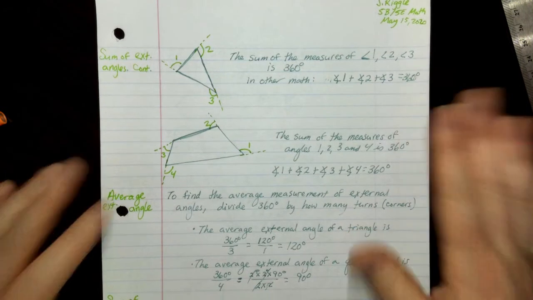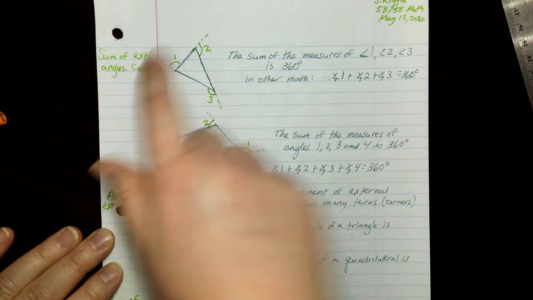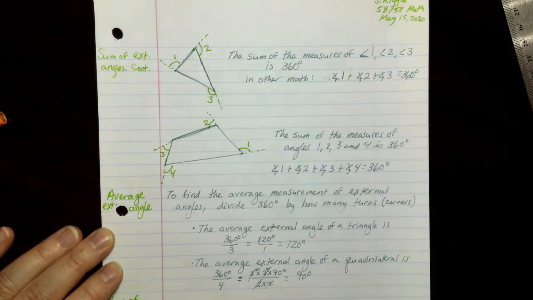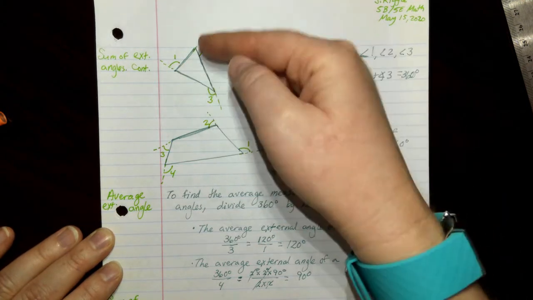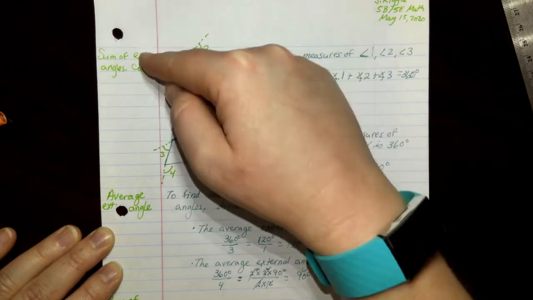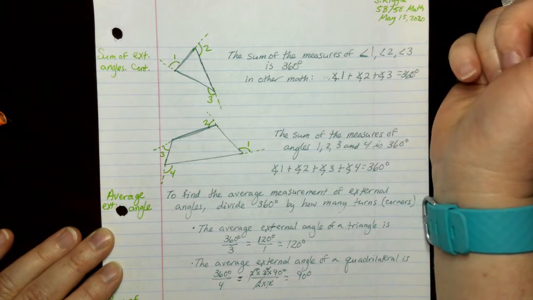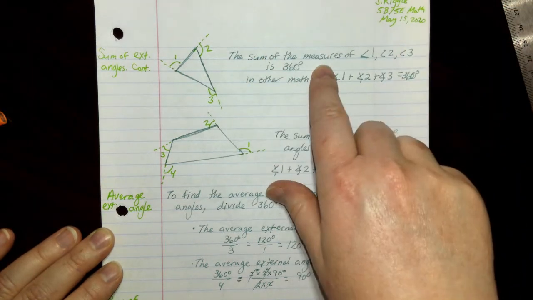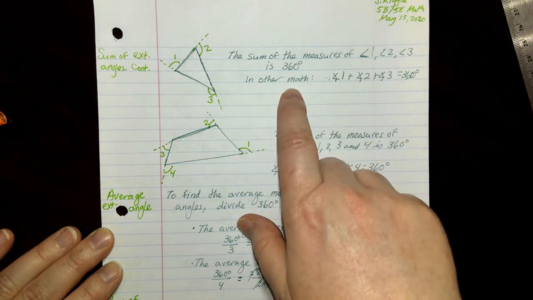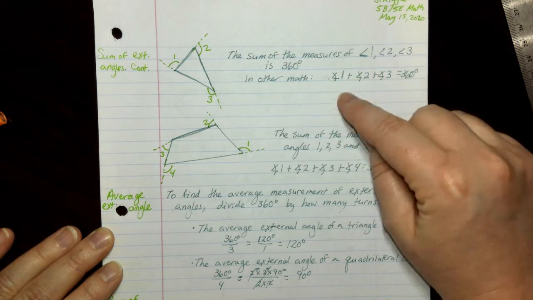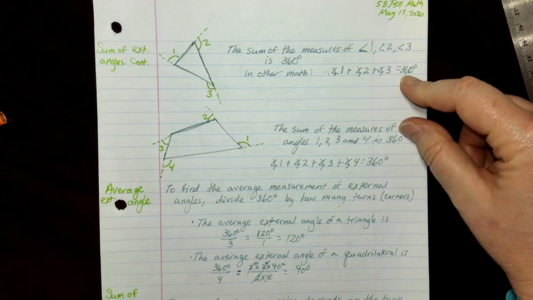Alright, so 360 is a complete circle all the way around. The sum of exterior angles continued. So if I have this shape right here, it's a triangle, and I extend the lines, so I extend this line, then I'm going to extend this line, and I'm going to extend that line. Now I'm going to label each of the angles 1, 2, and 3, starting from wherever I want. The sum of the angle measures for 1, 2, and 3 is 360 degrees. In other math, measure of angle 1 plus measure of angle 2 plus the measure of angle 3 equals 360 degrees.